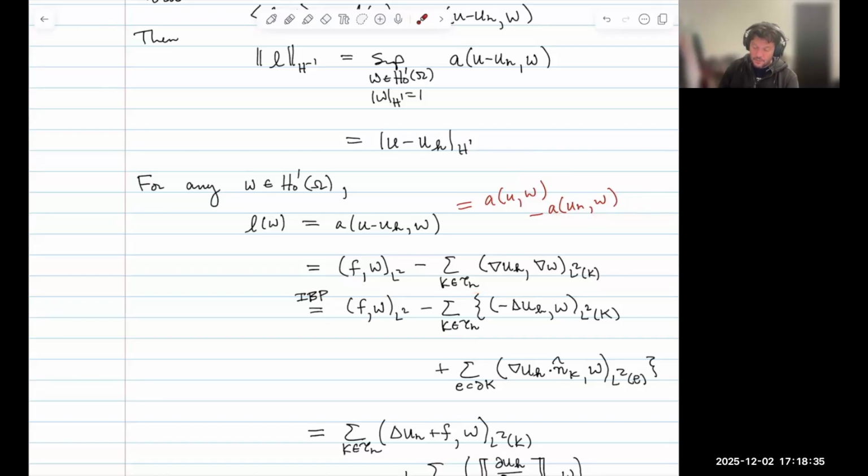Okay. So this, of course, is the L2 inner product of the gradient UH and the gradient of W. But I'm going to then write that. That's an integral, of course. And I'm going to write that integral by summing over the triangles in the mesh. Okay. So simple replacement there.